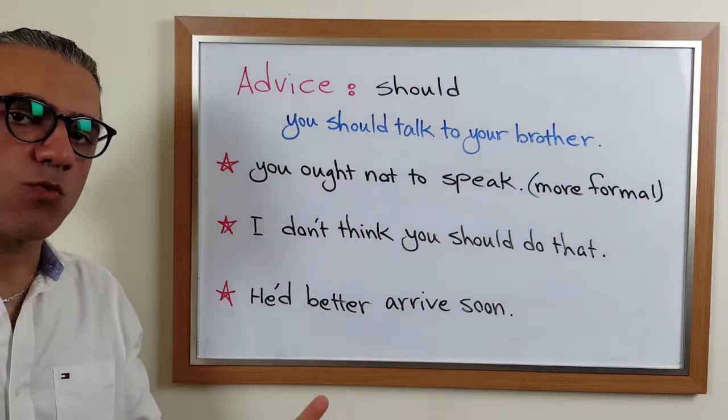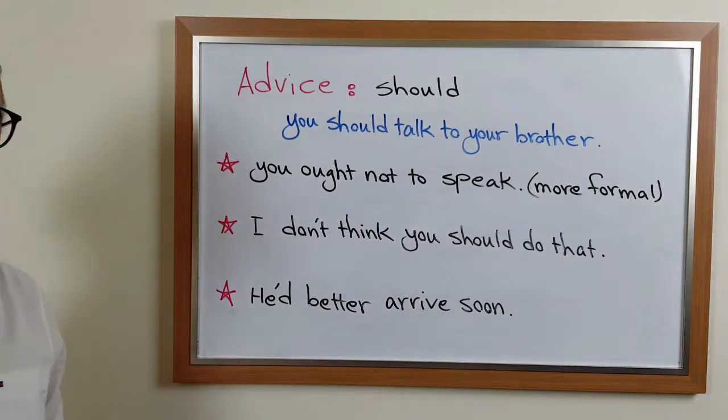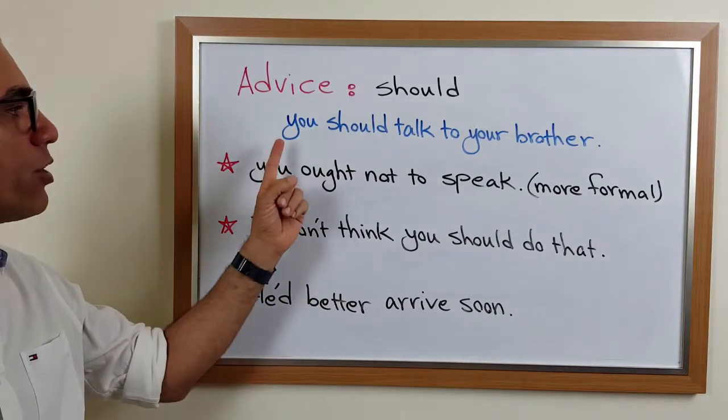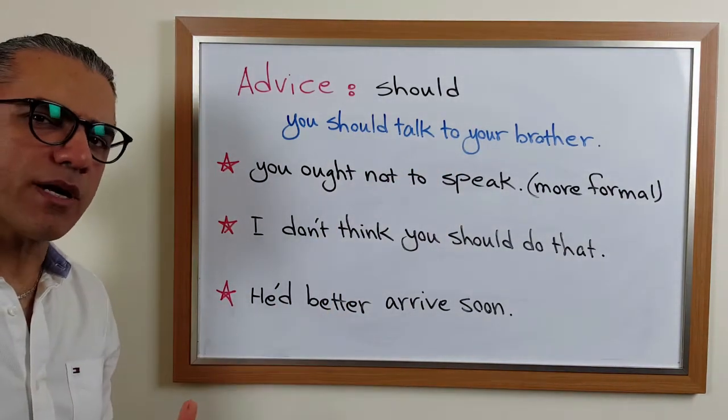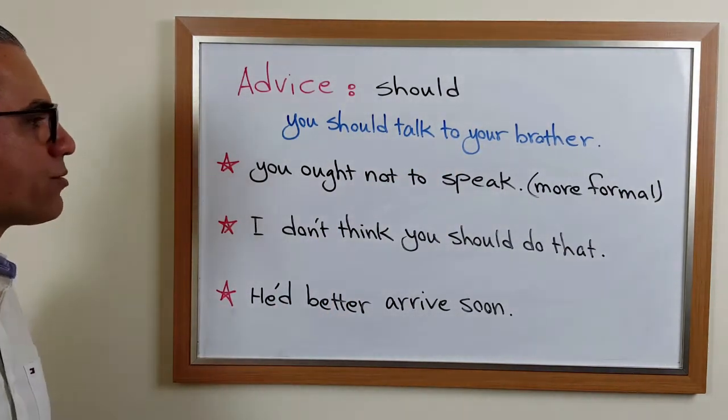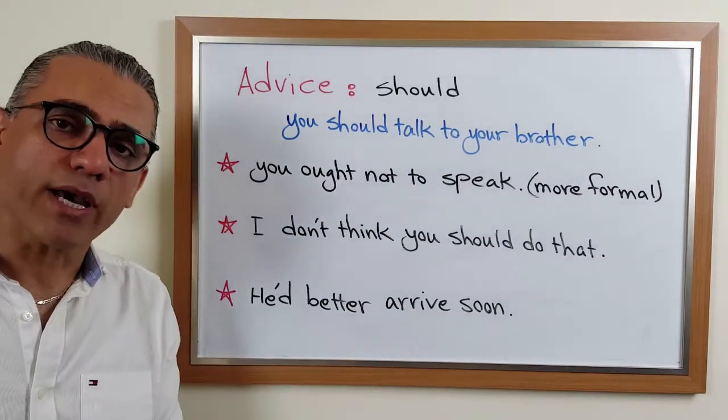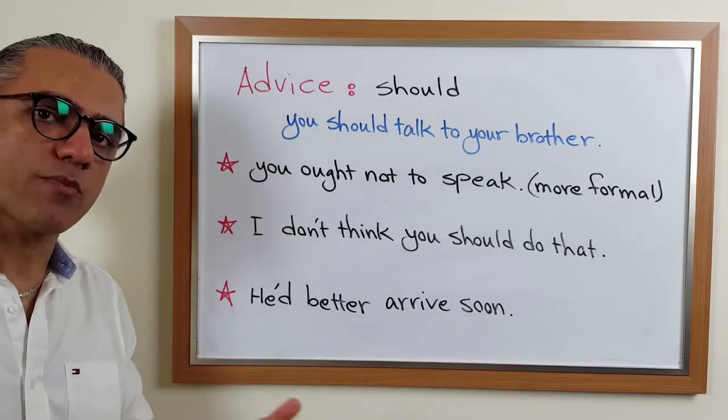Okay, the last function we want to talk about is advice. When you want to give someone some advice, we use should or shouldn't. For example, you should talk to your brother. But there are some points about this function advice we need to talk about.